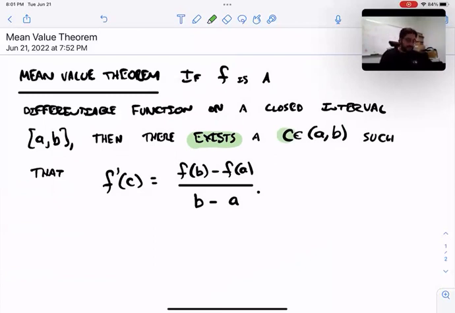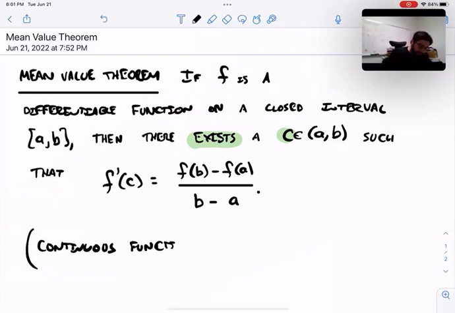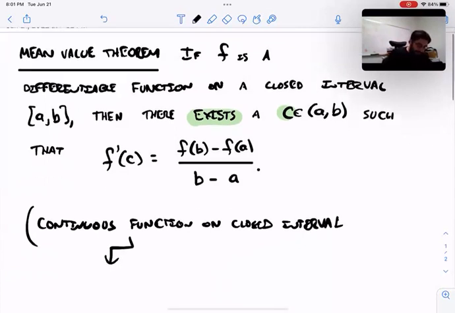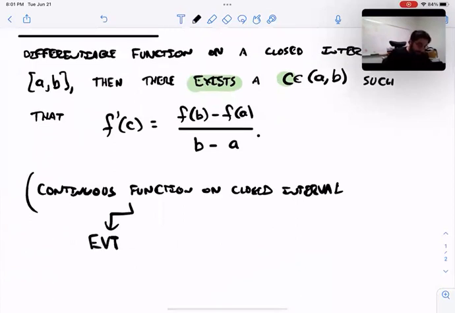So in particular, what's our setup? We have f, a differentiable function on a closed interval. Note the similarity there. We had a continuous function on a closed interval. Recall that a continuous function on a closed interval is the basis for both the extreme value theorem and the intermediate value theorem. This is now a stronger precondition.